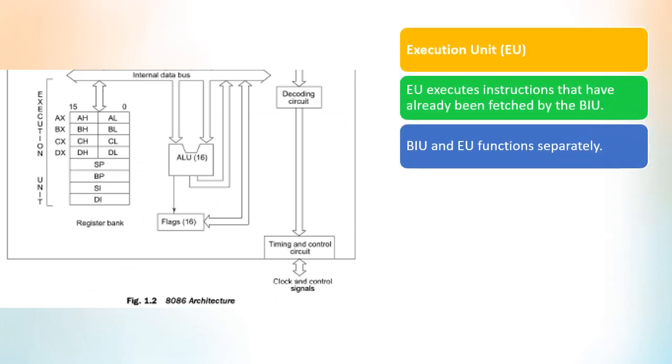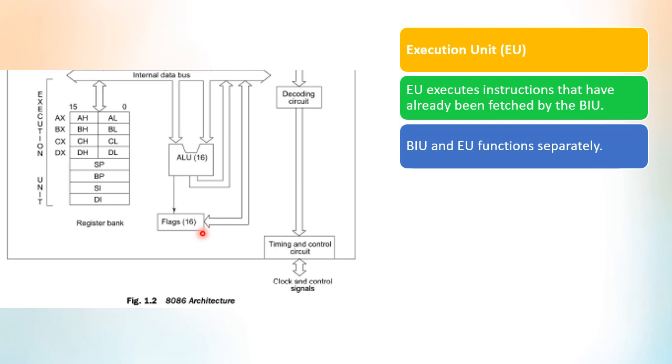Next, let us discuss the execution unit. The execution unit is where the execution of instructions happens. We have the general data registers here: AX, BX, CX and DX, and the pointer and index registers SP, BP, SI, DI. In the execution unit, we have the arithmetic logic unit, which is responsible for the execution of instructions. Just below, the flag register is there. It denotes the status of the results of ALU operations.